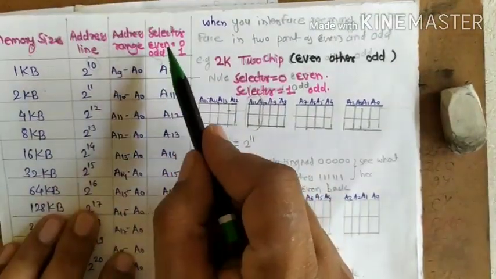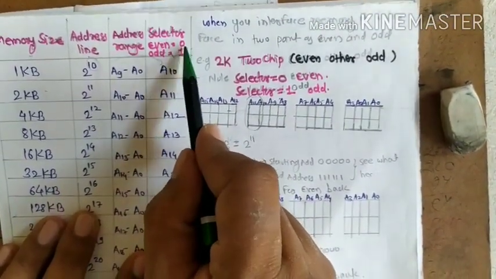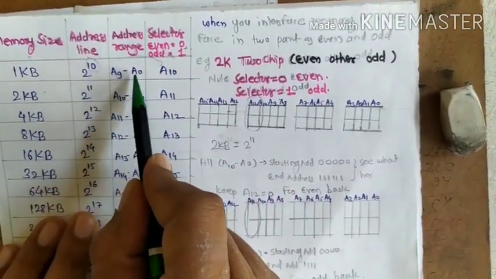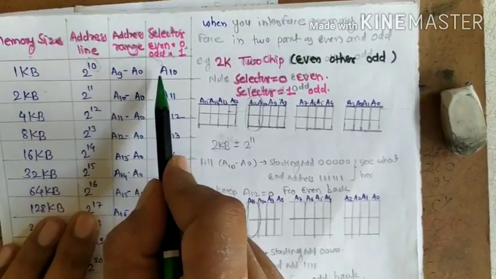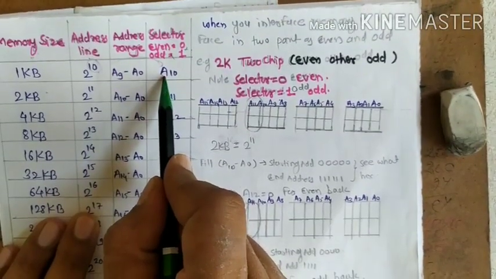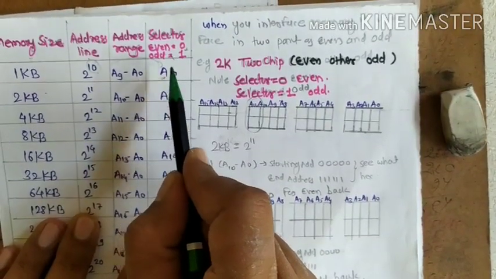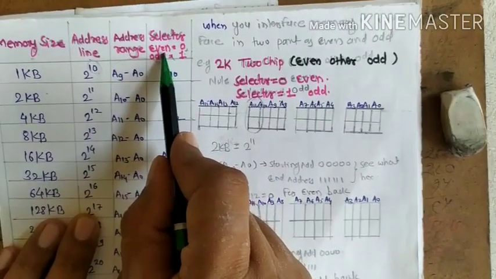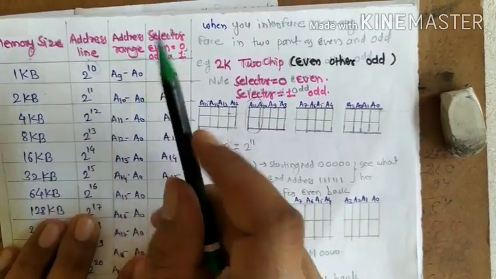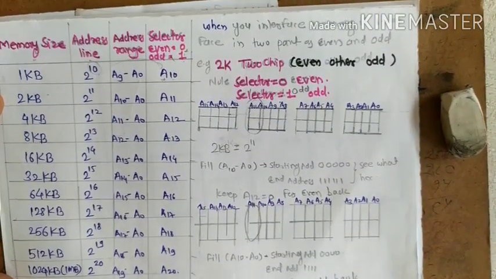When you select the even memory, you have to write the last bit of the address as 0. For example, this is 2 raised to 10, so the address range is from A0 to A9. But the 10th line is for indicating the even or odd memory bank selection. If you write A10 equal to 0, you select the even memory bank. If you write A10 equal to 1, you select the odd memory bank. We already discussed this table in our class.